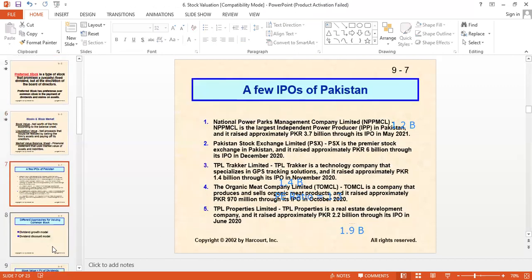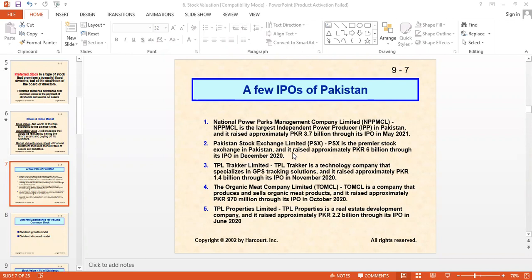Moving forward, in the next slide, I have kept a few recent IPOs of Pakistan as an example. These are some of the IPOs which took place during the last 3-4 years. For instance, the first one is National Power Parks Management Limited. In 2021, they raised 3.7 billion rupees through their IPO. So they got this amount from the public, from shareholders.